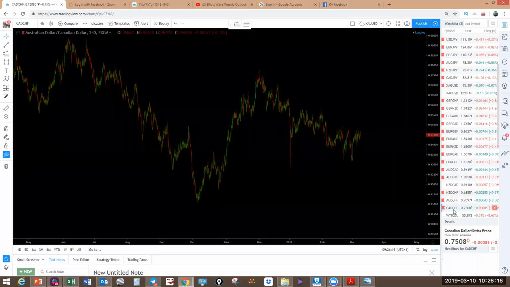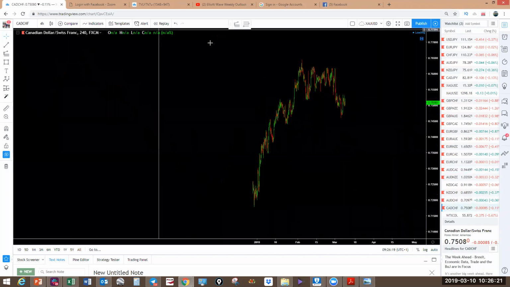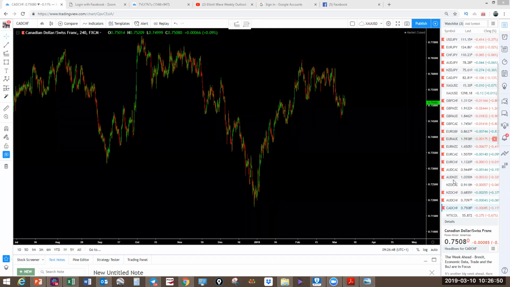Any other CAD pair? CADCHF. Let's look at CADCHF. Interesting. 1, 2, 3. We've got a pulsing move. Can we get a corrective structure there and push back? You can see the opposite. Here the CAD is the base pair. On the other pairs it was the quoted pair, and they were all looking downside. Here it's base, and then you're looking upside. So it's just the opposite. So it's showing you one thing about the CAD, that it's going to be strong in the short term at least. All right, that is CADCHF.